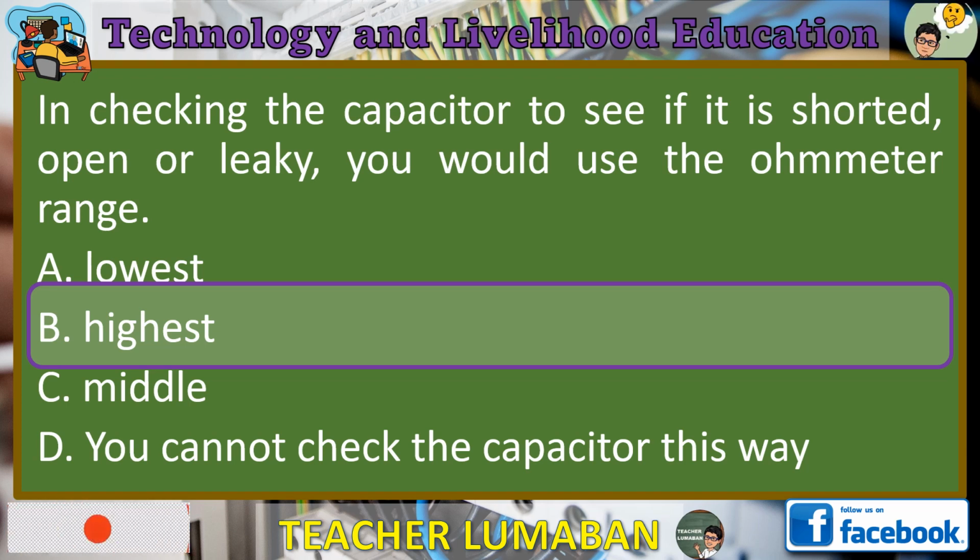Observe the reading. As you connect the probes, the ohmmeter's needle or digital display should initially show a high resistance value, infinite resistance or open circuit. This indicates that the capacitor is not fully charged.